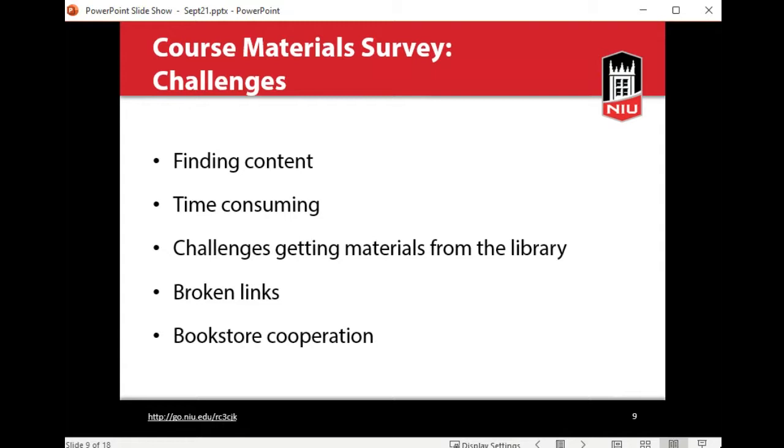And these are actually some of the top reasons that respondents noted in the course material survey that you might have completed earlier in the spring or last spring. That was actually one of the first initiatives of our task force. So these were the top challenges noted by the faculty that submitted that. And at the top of the list was finding content, and really related to that is how time consuming it can be. Broken links are often a big concern for people.